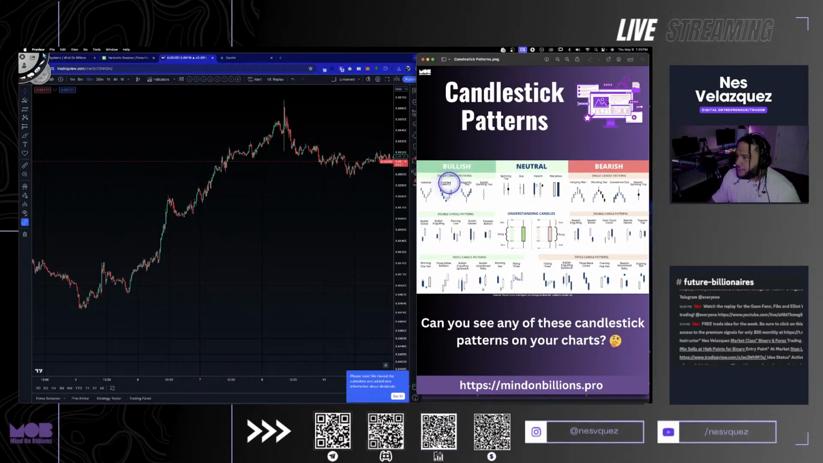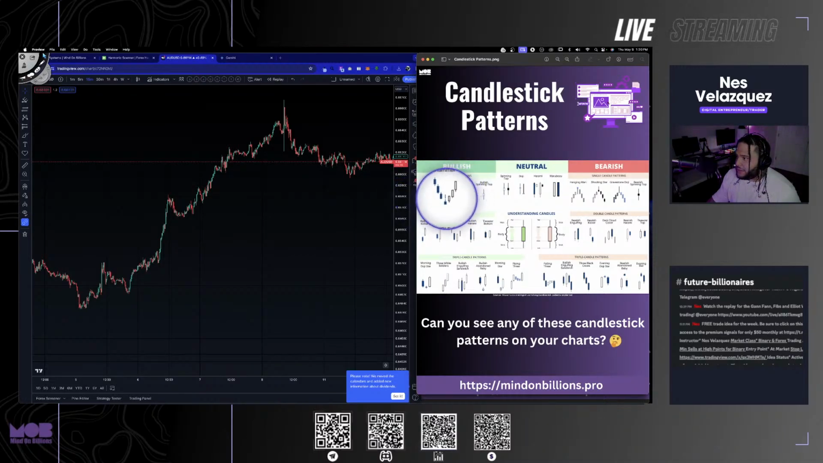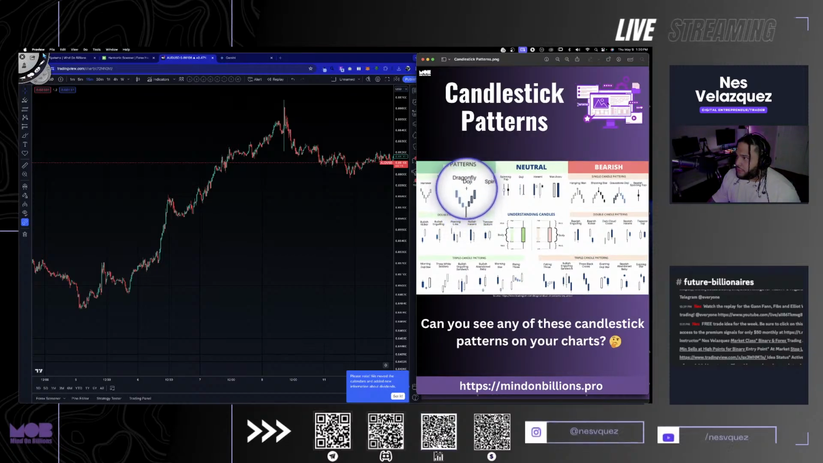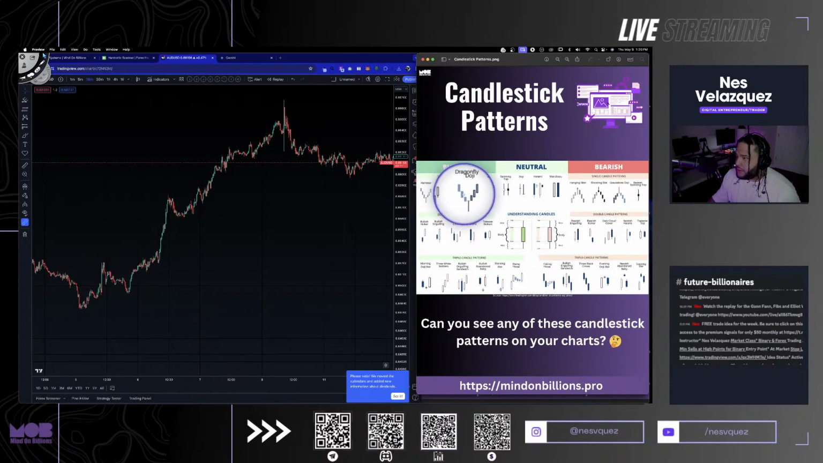The inverted hammer, okay, market moving south, here's the exact opposite, right? Here's the inverted hammer, and now this is going to start going up. Dragonfly doji. All right. So flat candle body, long wick at the bottom for the dragonfly doji. When you see this, market coming down, and you see this dragonfly doji, okay, this is an indication the market may be going up.